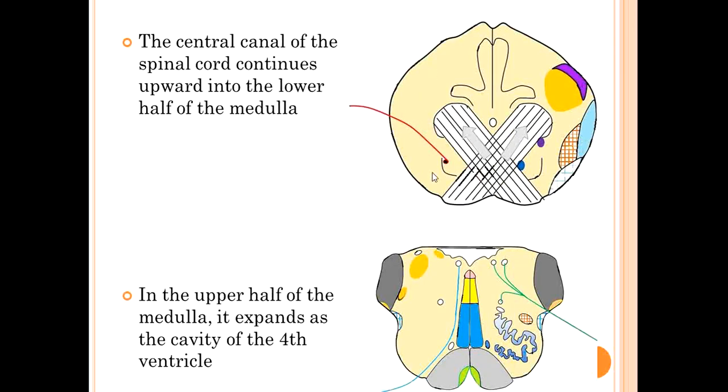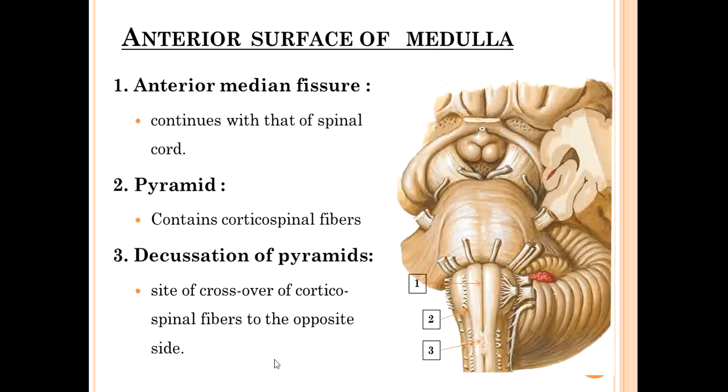Now here you can see this is the central canal of the medulla, which is a continuation of the spinal cord central canal, and in the upper part of the medulla this is expanding as the cavity of the fourth ventricle. Okay, so on the anterior surface or ventral surface of medulla, what you can see here is the anterior median fissure.